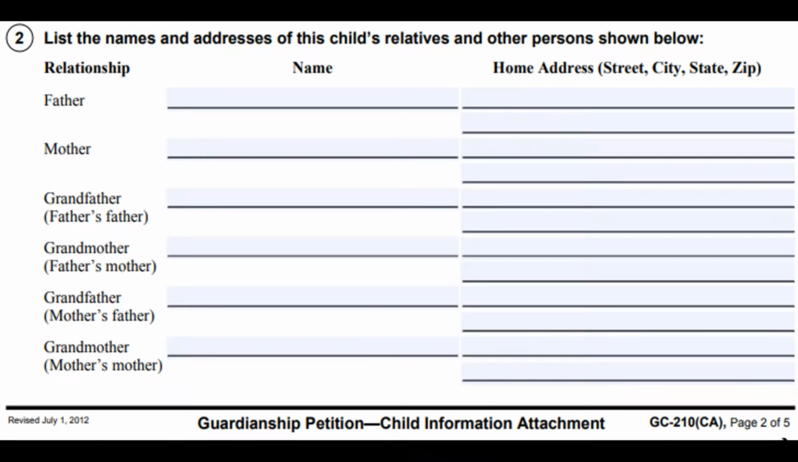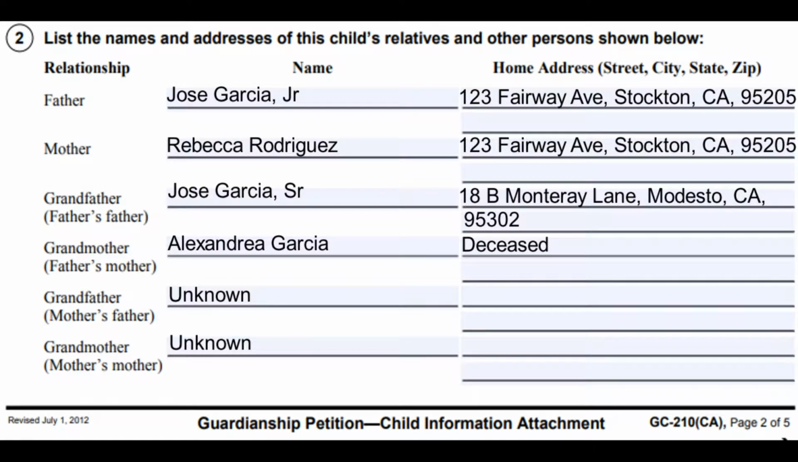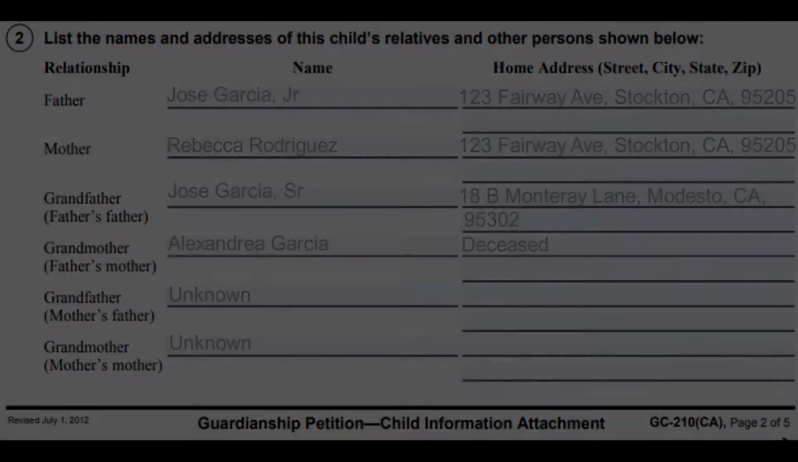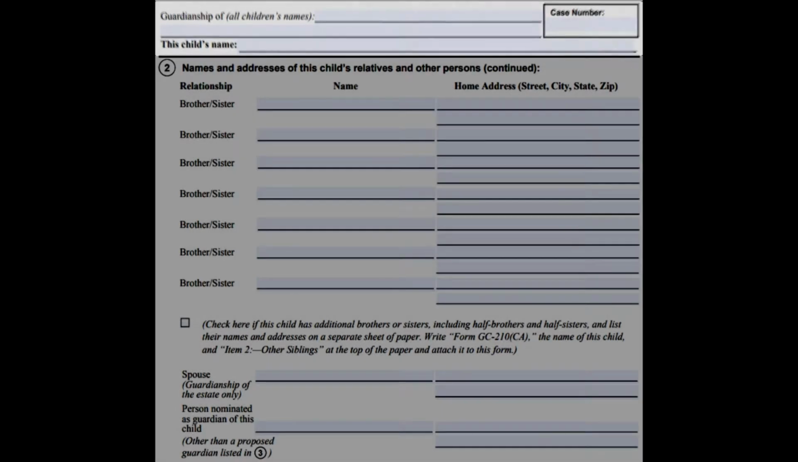On number 2, list the names and addresses of the children's relatives and other persons shown below. If not known, write unknown. If deceased, write deceased. On the third page, list all of the children's names that you are filing guardianship for on the first line, and on the second line, write which child this GC210CA is for.